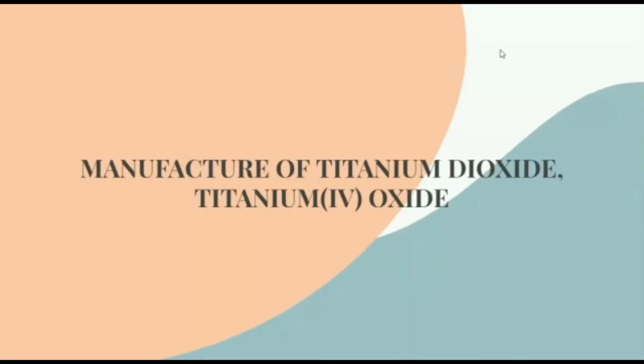And now we proceed to the manufacture of titanium dioxide or titanium oxide. The application in cosmetics will be discussed later by my friend. There are two main processes which are the sulfate process and the chloride process. The sulfate process uses ilmenite and the chloride process uses an ore known as rutile.